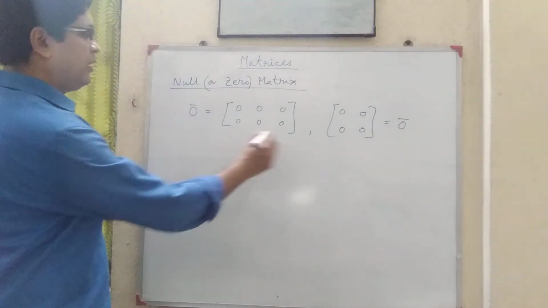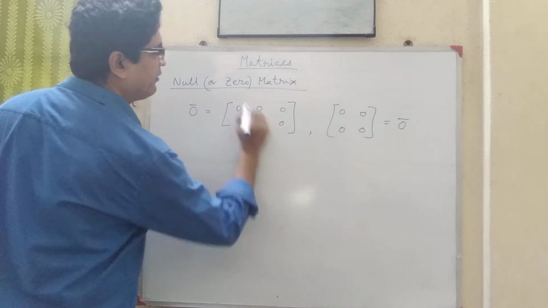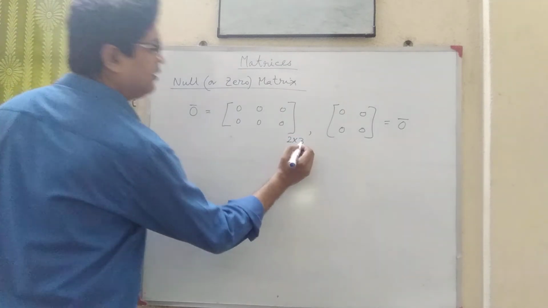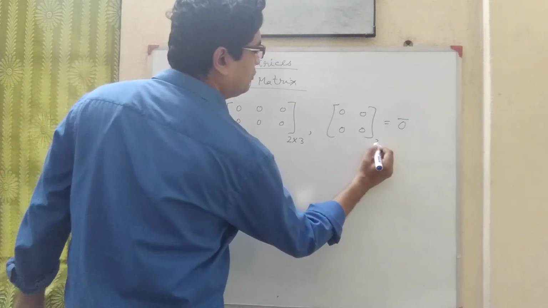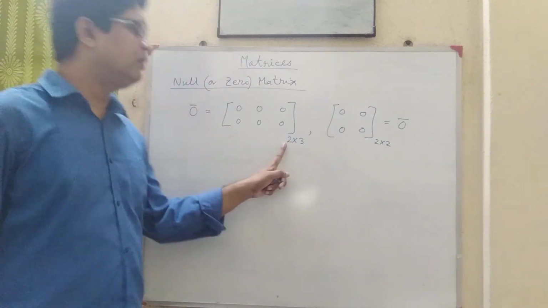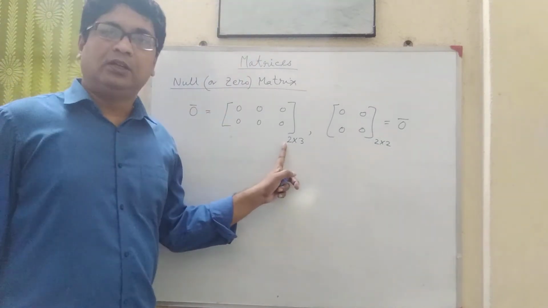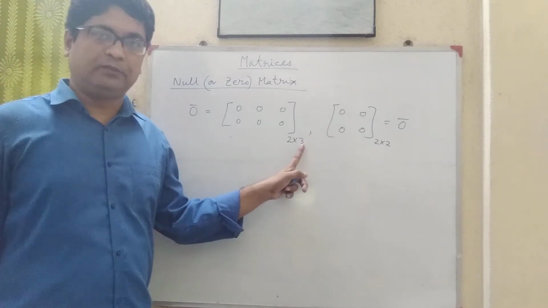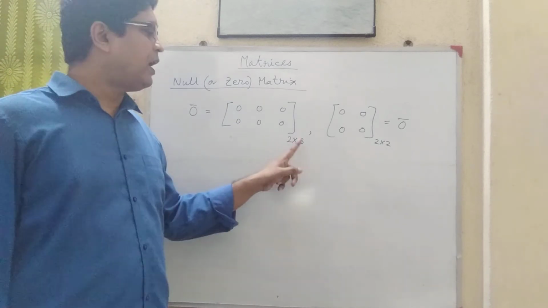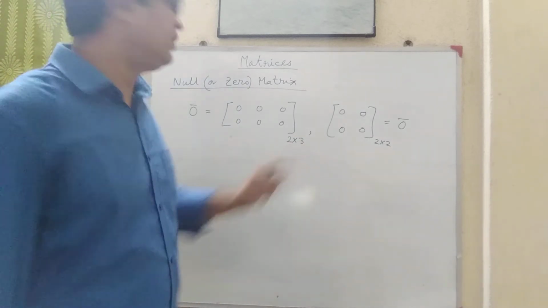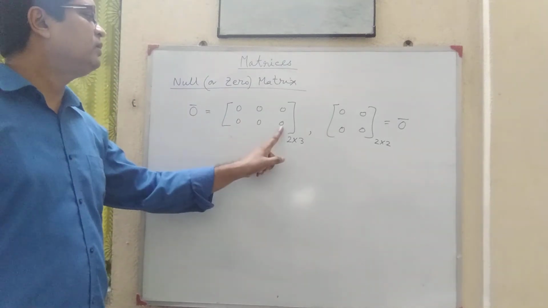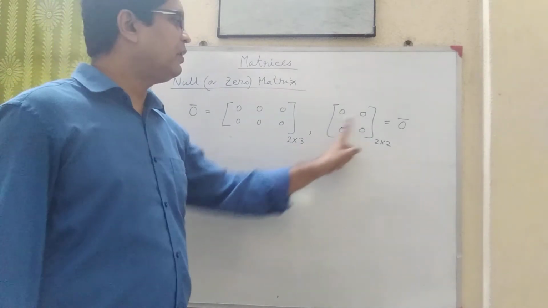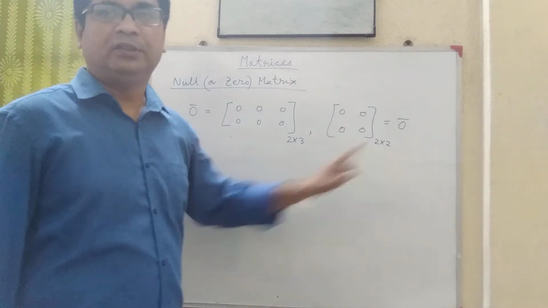So this is actually order 3, 2 rows and 3 columns. So the order of this null matrix is 2 by 3, and the order of this null matrix is 2 by 2. Remember, the first position denotes the number of rows, and the second position denotes the number of columns. Here there are 2 rows and 3 columns, so the order is 2 by 3. Here also there are 2 rows and 2 columns, so the order is 2 by 2.